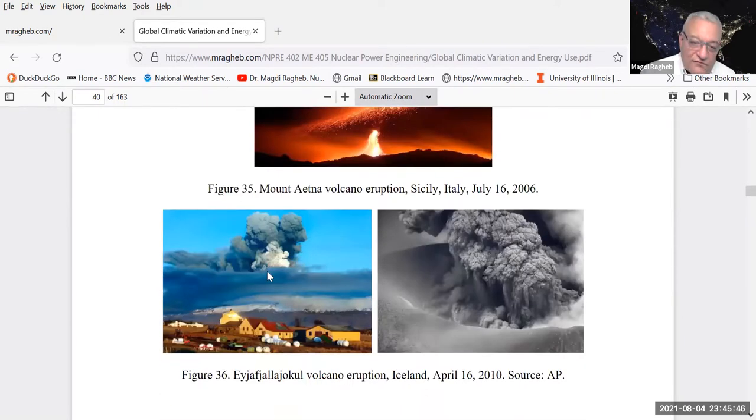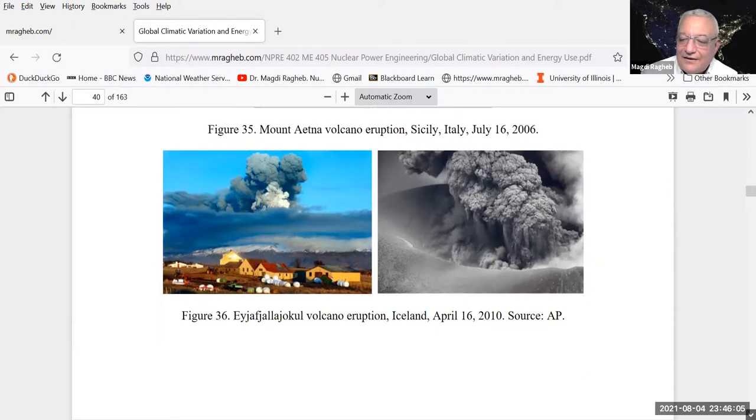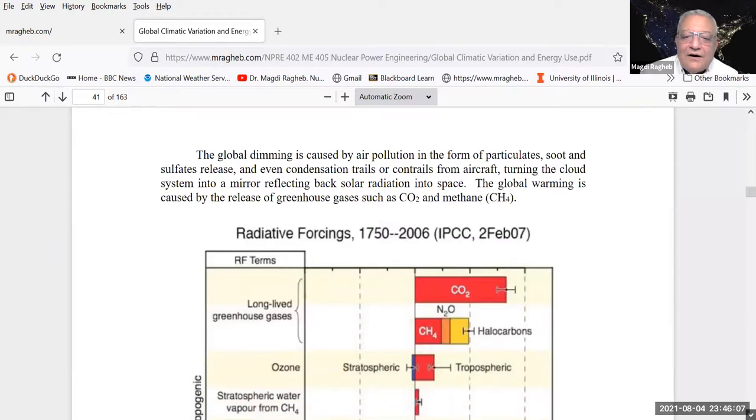This is something that we have seen immediately in our lifetime in 2010, 11 years ago. That is a volcano eruption in Iceland. And you could see the human dwellings are very close to that volcano there. It's very hard to pronounce. I'm not going to try to pronounce it. It's really an event, the volcanic events are real.